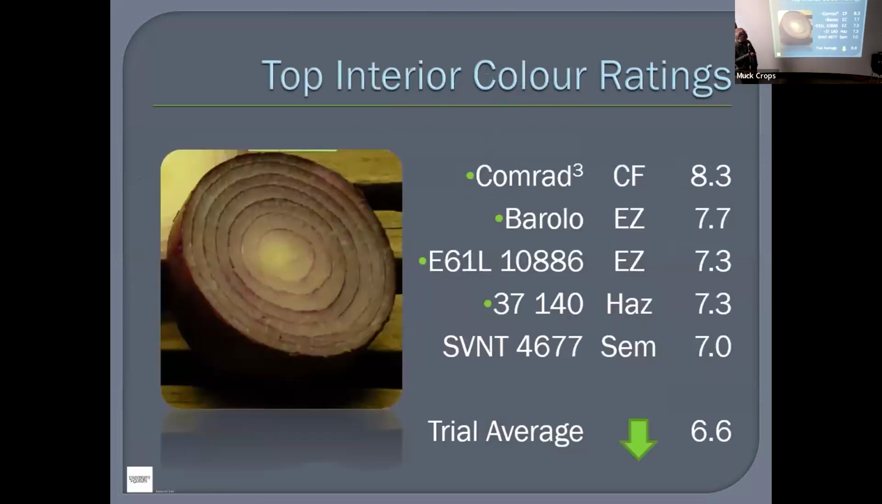Interior color is more important in the reds than it is in the yellows. The one with the best rating for interior color, the top one, was Comrade. It's the third year that it's been in that top range. Then Barlow, a numbered variety from Ezeh, and Motley Red from Seminis at 7. The trial average was 6.6. We noticed this year that the interiors weren't quite as strong as what we have seen before, probably more to do with a maturity issue than anything else, again just not having quite the same amount of time to get full maturity out of them.